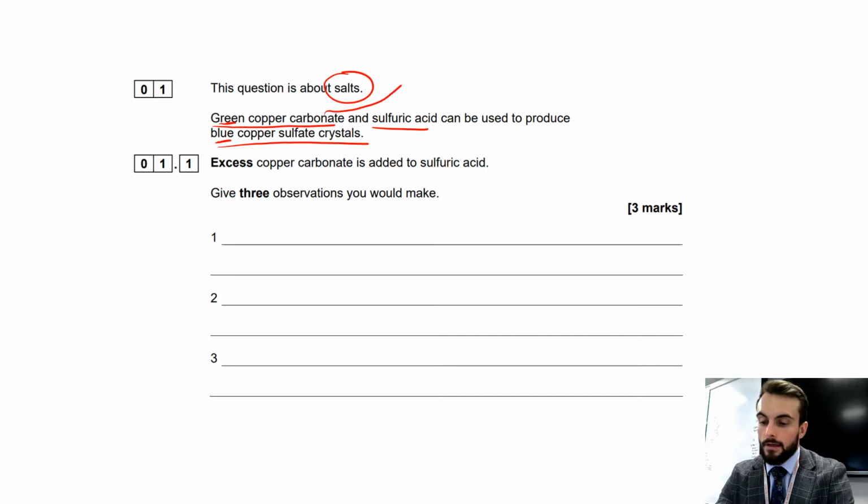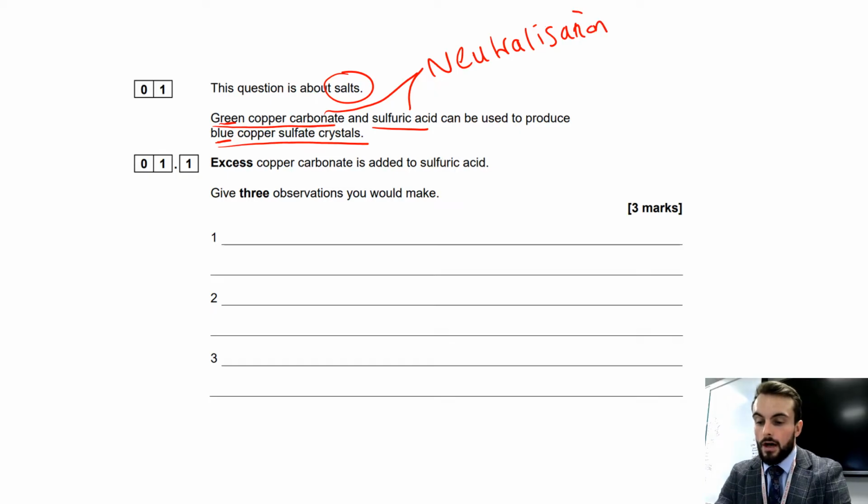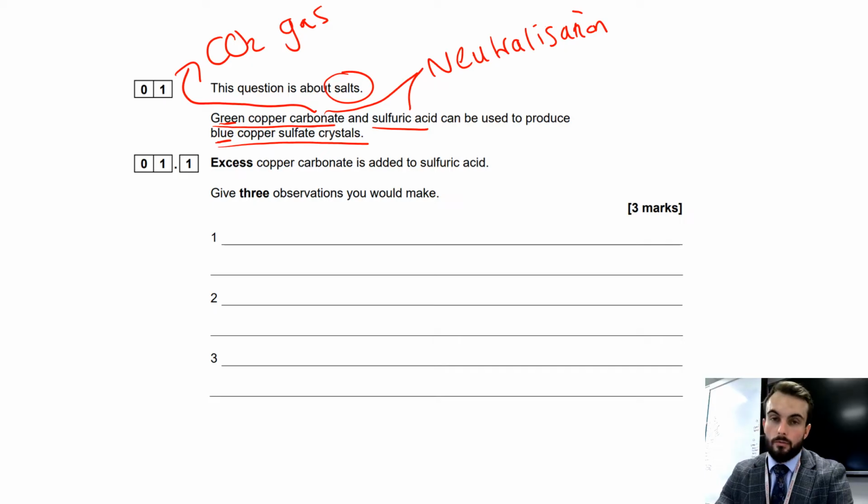The first thing I'm thinking is it's talking about a metal carbonate reacting with an acid. Metal carbonates are alkali, metal oxides are as well. So if you've got an acid and an alkali, you've actually got a neutralisation reaction, and this will become relevant in one of the later questions. I'm also spotting the fact that it says carbonate. When you have a metal carbonate, one of the products that you end up with is CO2 gas being produced. So we'll come back to that.